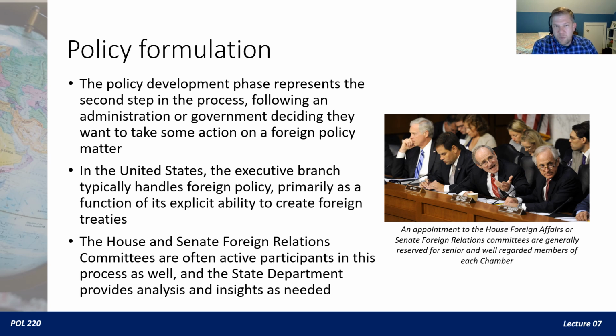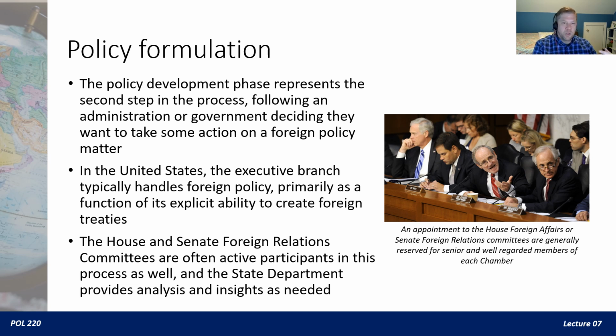So the next phase here is policy formation, right? Once we've identified that there's an issue that we need to address, this phase represents the second step, where the government decides how we want to take some action, or whether or not we want to take action. In the United States, it's typically the executive branch that is most concerned with foreign policy matters. As we talked about in my American politics class, the U.S. president is the only one that can enter treaties and agreements with foreign states. But we do have the Congressional Foreign Relations Committee, so they are very active in this as well. That's a very highly sought after committee appointment if you can get it.